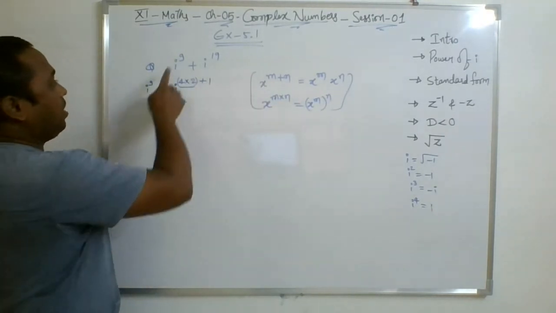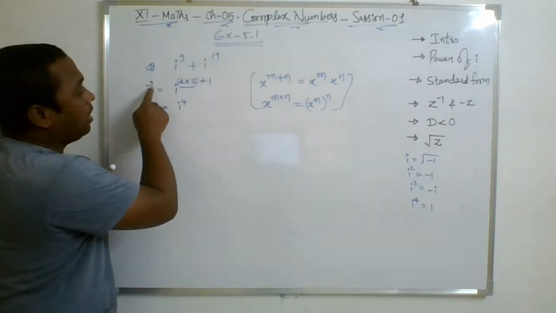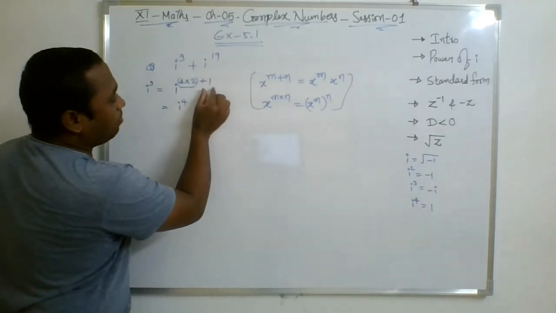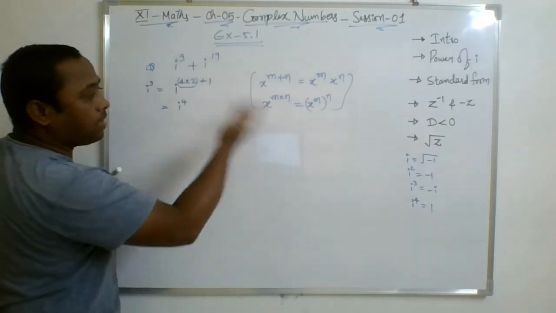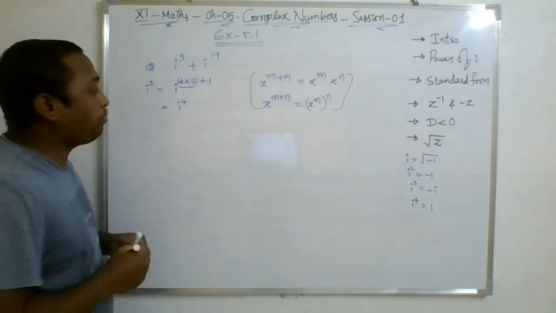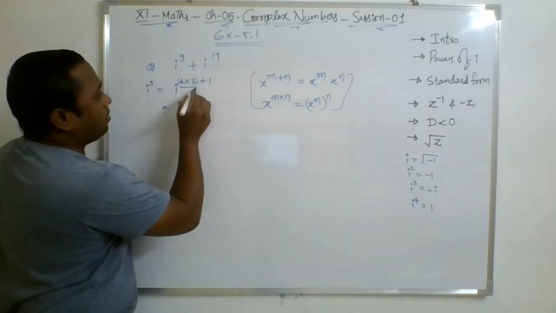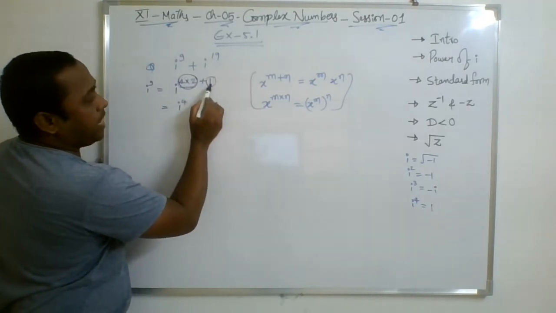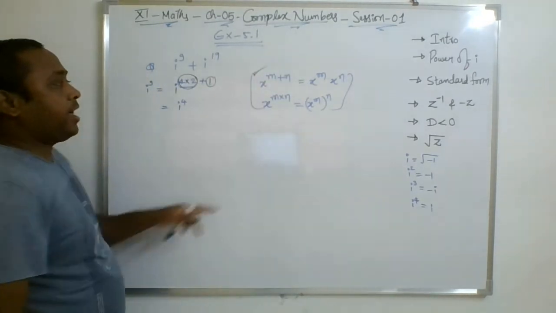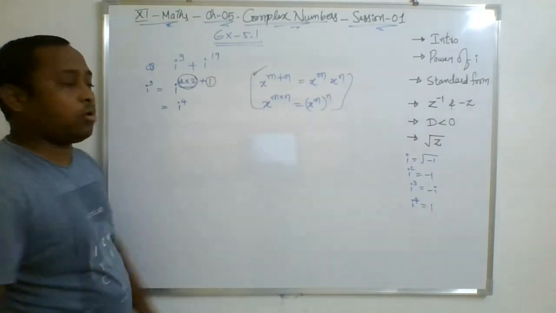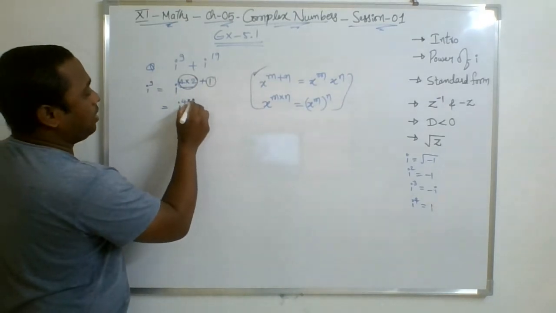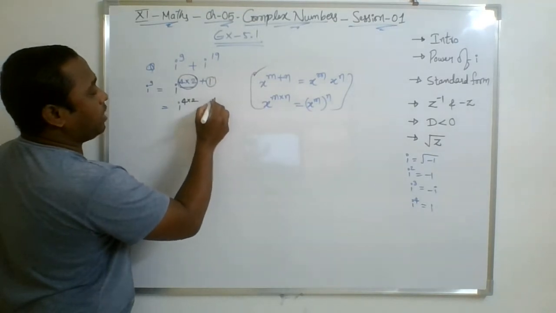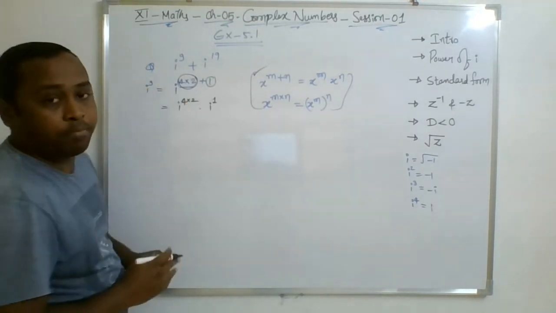The first one is, I will express the power of i as a multiple of 4, and whatever the remainder will be, I will write it as plus something, 4 times 2 plus 1. So now this is in the form of x to the power of m plus n. So I can write it as x to the power of m into x to the power of n. So i to the power of 4 into 2 into i to the power of 1. I just separated the power.